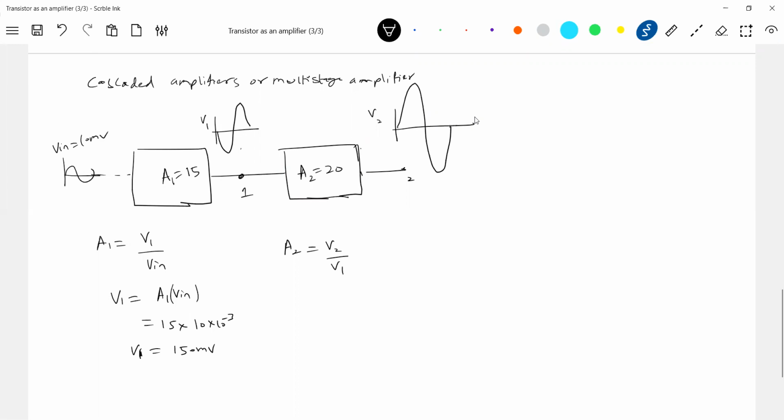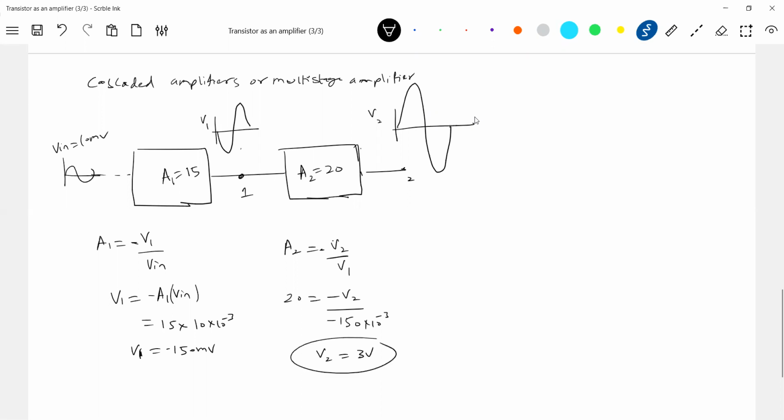Of course, the negative sign should be there. Let me bring that negative sign. This negative sign should be there, it's a basic definition, no? Now what is A2? 20. V2 we don't know. What is V1? Minus 150 into 10 to the power of minus 3. I think I'm getting 3 volt.